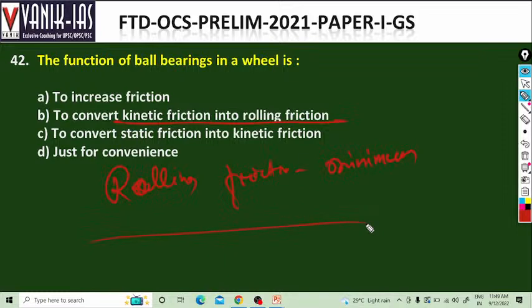There is also limiting friction. What do you mean by limiting friction? When a body is just on the verge of motion, just before the motion, there is friction, right? That is called limiting friction, or the maximum value of static friction. When a body is at rest, that is static friction. Kinetic friction is when the body is in motion. But rolling friction is the minimum friction. That's why ball bearings are used in wheels for minimum friction. So B is the answer. Sliding friction is maximum friction.